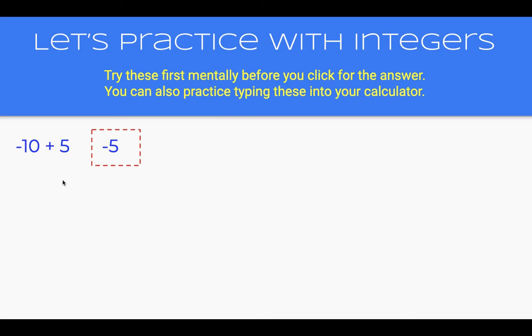Our solution becomes negative. We have like signs. We're going to add and keep the sign. 8 plus 4 is 12, and we're going to keep the sign, negative 12.